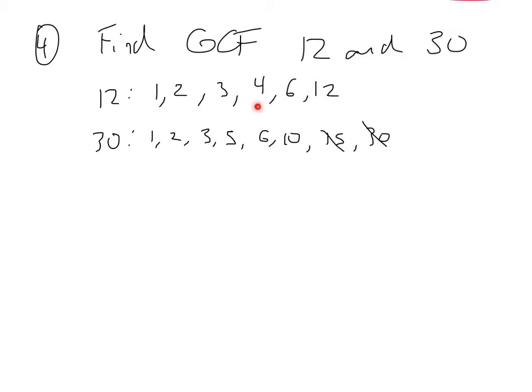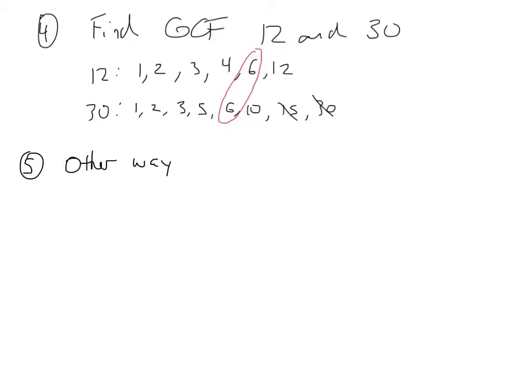Now, anything under that, it could be, but again, we're looking for the greatest common. 6 is the largest number that's shared between both of those lists of factors. And so what is our greatest common factor? 6 of 12 and 30.